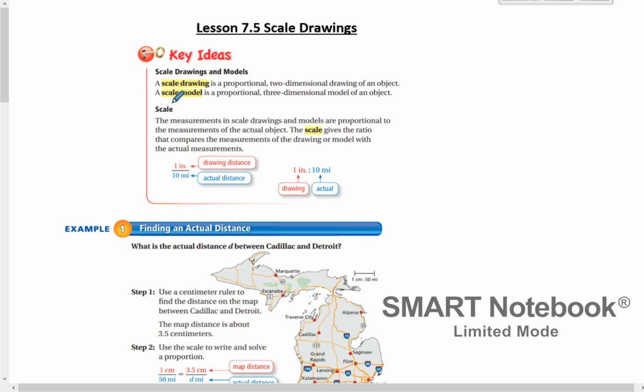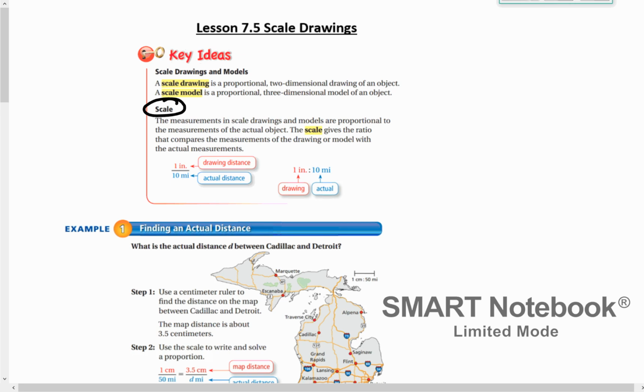Now a big thing that we need to know here is what scale is. The measurements in scale drawings and models are proportional to the measurements of the actual object. So they use a scale to give the ratio that compares the measurements of the drawing or model to the actual measurements. For example, they might have 1 inch in the scale model or drawing is actually 10 miles in real life, or 10 feet in real life, or some sort of scale. You might have also seen this on a map, where 1 centimeter is 50 miles, because they can't fit the actual distance on a map.